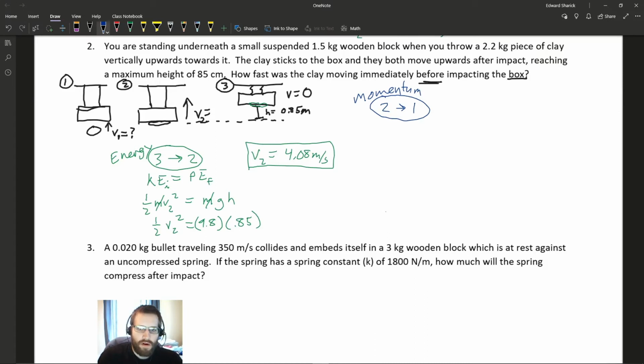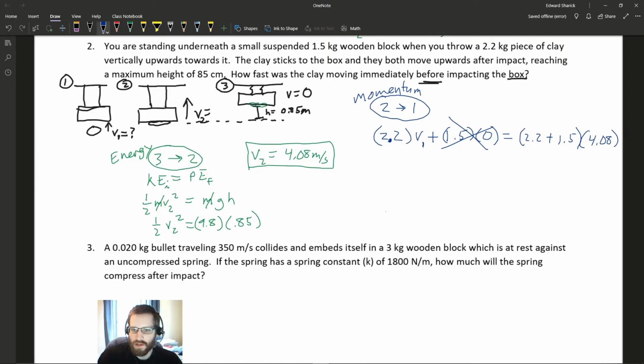So the momentum between 2 and 1 would be this small mass of the clay, 2.2, moving at some velocity, which we called v1. This is just the velocity of the clay, plus the momentum of the block. Now the block is at rest, so it's not going to have any momentum, but we can still write it in. We just know that this term is going to go away. And then after the collision, at point 2, it has this velocity of v2, but the masses have combined. So now we're looking at 2.2 plus 1.5. The mass is stuck together, so that's our total mass, and our velocity is 4.08, which we solved in part 1 of this problem.